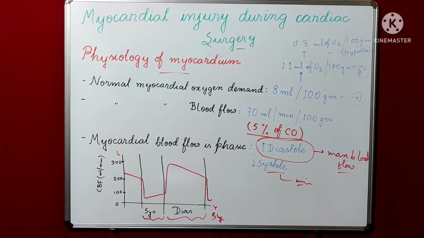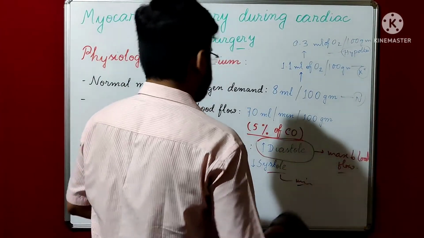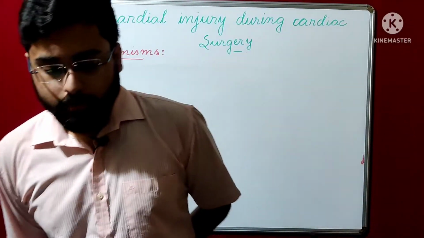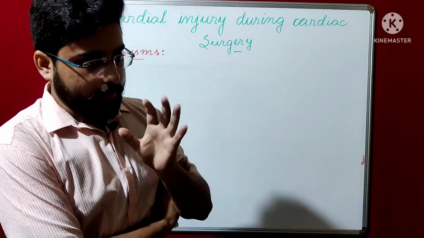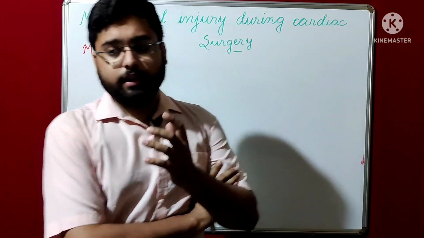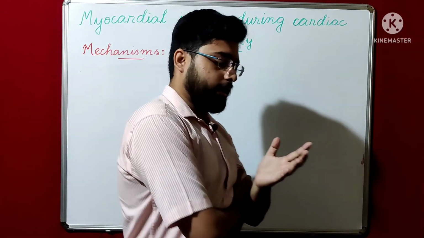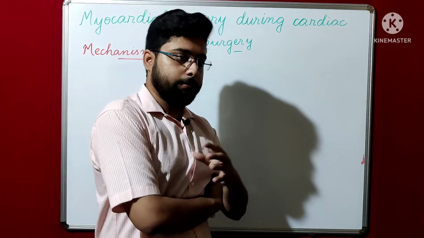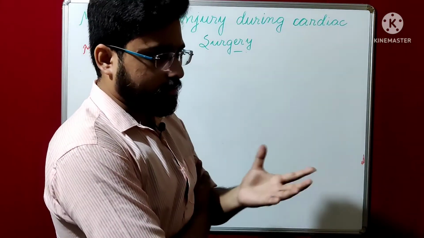Now we will see the main mechanisms of myocardial injury. Before detailing the mechanism, some basic concept of the mechanism is ischemia. That is, ischemia injures the myocardium. Just like any other organ, ischemia will injure because there will be lack of oxygen supply, lack of nutrient supply to the muscle. So the muscle will be injured.